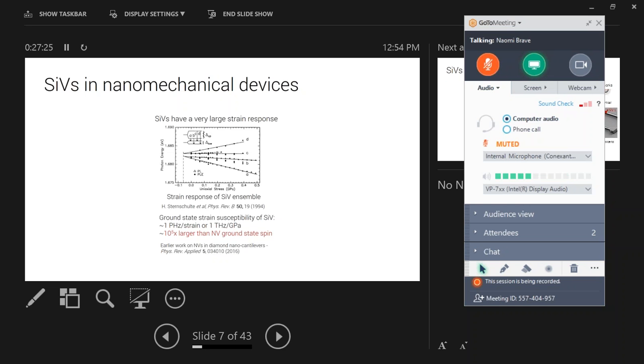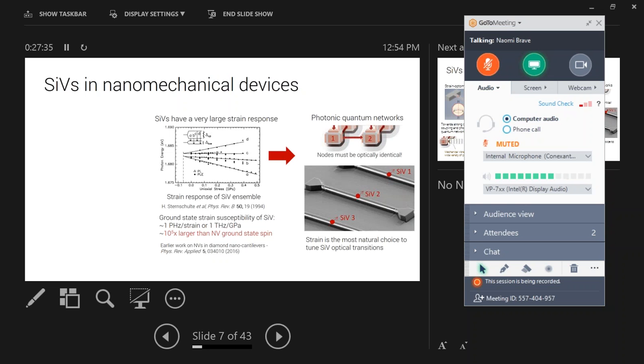So what do we want to do with this? The simplest thing that you can think of is typically, for these solid-state systems, two atomic systems are never exactly identical. So strain is perhaps, for the SiV, the most natural choice if you want to match the optical lines of two of the emitters. So basically, if you want to make box 1 and box 2 exactly identical and talk to each other, then strain is the way to do that.